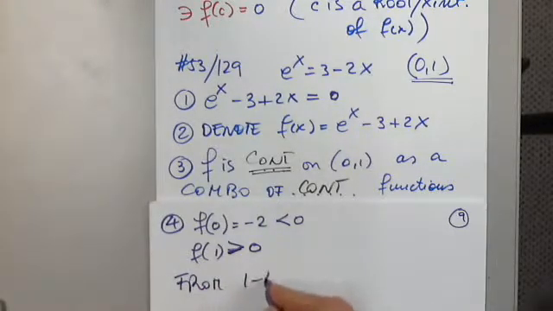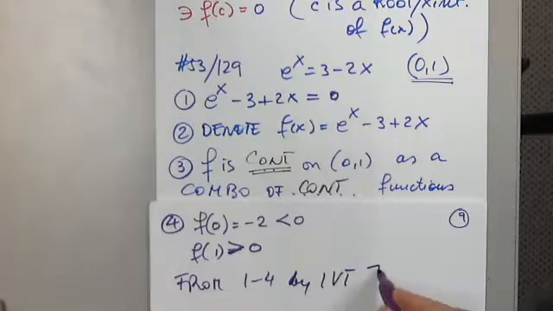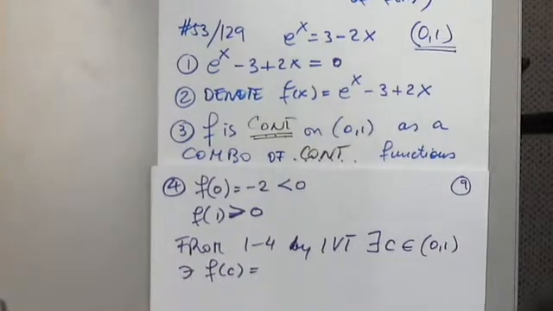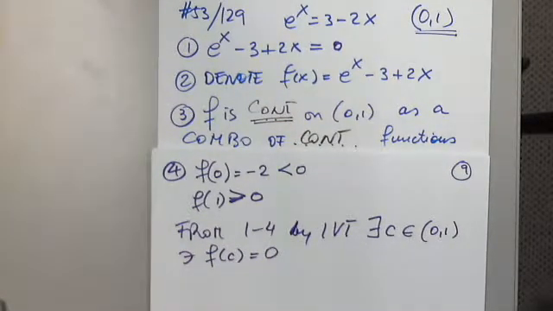From 1 through 4, by IVT, what? We know for sure that there exists C, in which interval? Very good. Such that f of C is guaranteed to be 0. Notice that the theorem does not help us find the solution. It only says I know for sure there is one, somewhere around here, exactly between 0 and 1. The function must cross the x-axis.